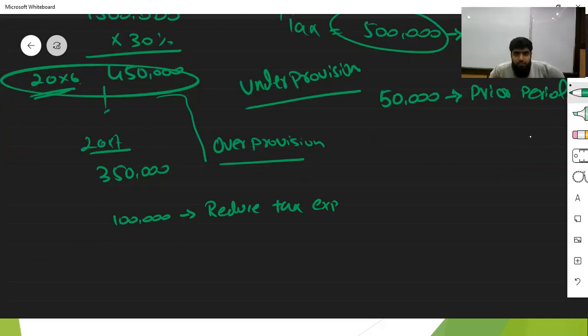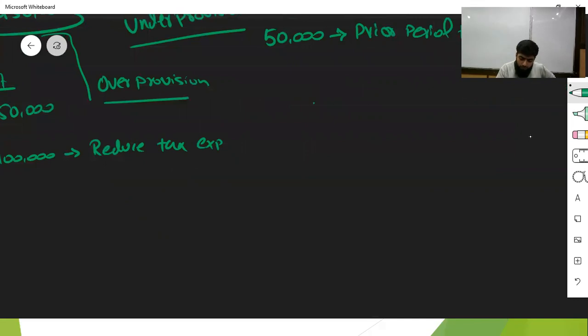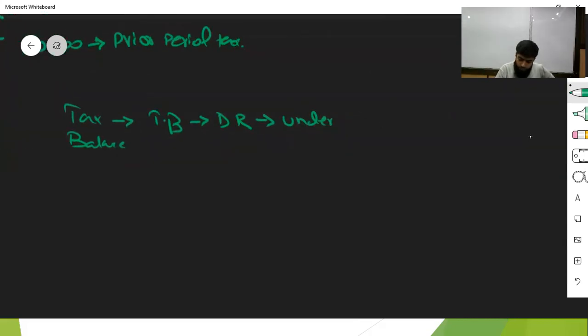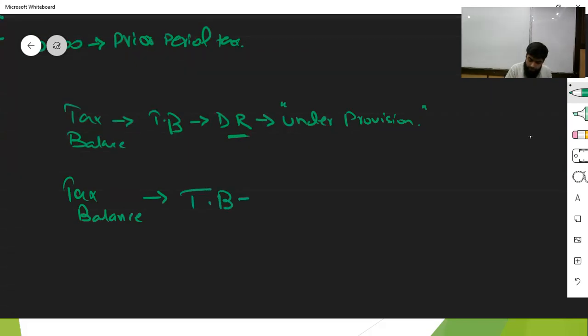What is prior period tax? The tax of a previous year, but calculated or adjusted in the current year. Let me give you one other very important piece of information. Whenever you have a tax amount in your trial balance, and it is a debit balance, that means it's under provision. I repeat, normally we face these kinds of adjustments to final accounts, where the tax balance in the trial balance is given with a debit balance. That means it's under provision. But if the tax balance is given with a credit balance, it means it's an over provision.